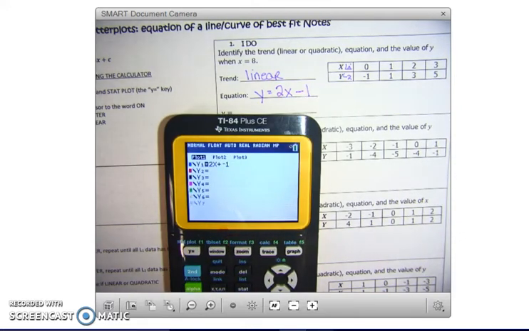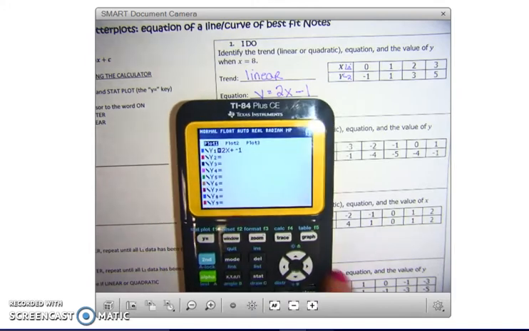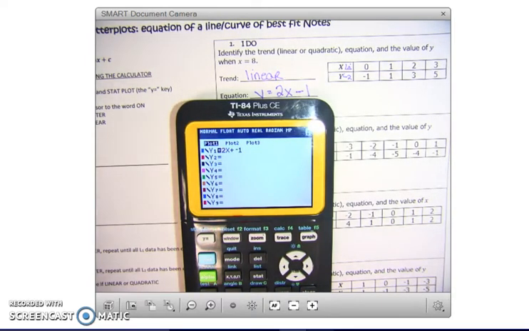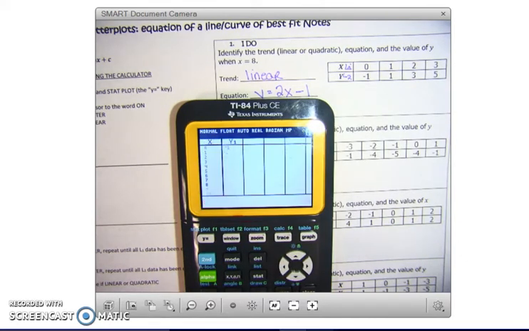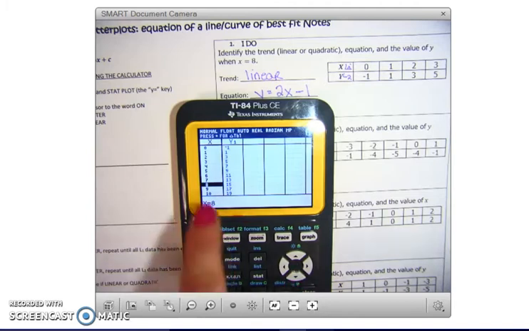If I hit y equals now, because we told it to store it in y1, it's now stored in y1. So now the question asks, what's the value of y when x equals 8? You can take x equals 8 and plug it into the equation, or on your calculator you have a table. So I'm going to hit second graph and get my table. Well, I want x is equal to 8, so I'm going to scroll down to where x is equal to 8. If I look, y is equal to 15.